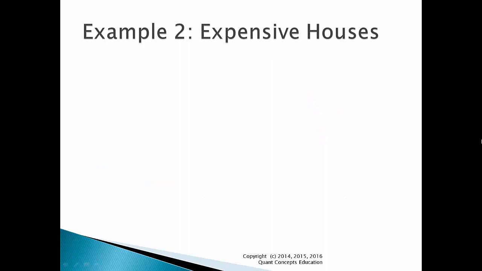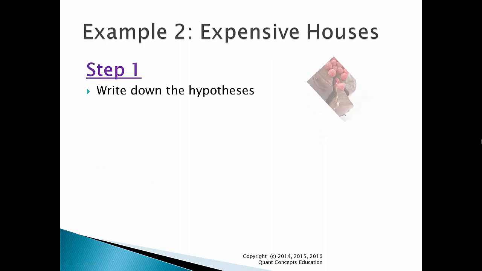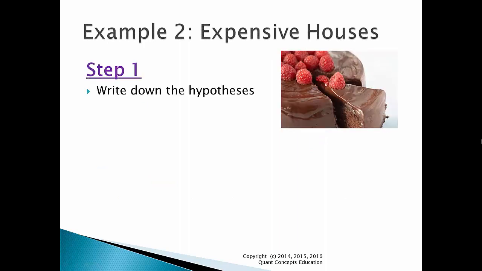Okay, back to our question. Step 1. Write down the hypotheses. This should be a piece of cake. Mike claims that the population average of house prices is above $500,000. Now, what is the counterclaim? Well, the complete opposite of this is that the population average house price is equal or below $500,000.